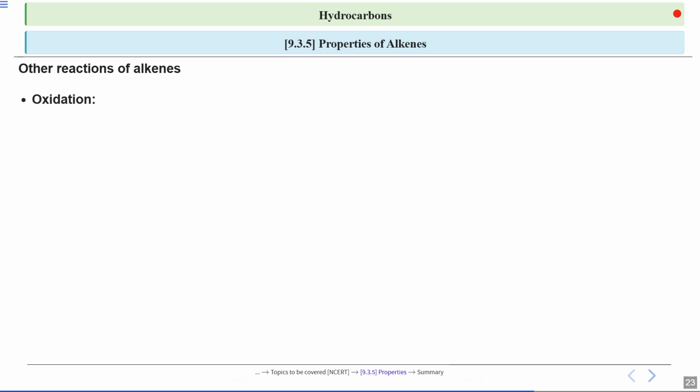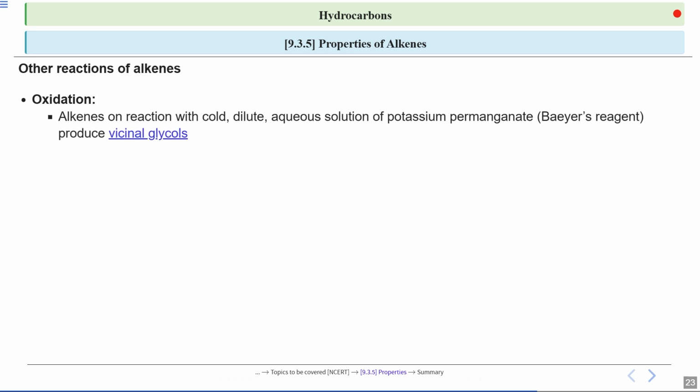So, the first one is oxidation. What about oxidation? Alkenes on reaction with cold dilute aqueous solution of potassium permanganate, which is also named Bayer's reagent, produce vicinal glycol. Here also, vicinal means the two OH groups are present on adjacent carbon atoms. And the reagent we are taking is KMnO4, your potassium permanganate.